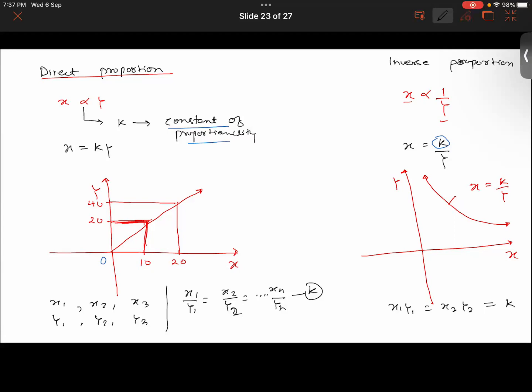So you have to remember this statement, it is very important. In both cases, this statement carries weightage. ये दोनों statement बहुत important हैं, आपको याद रखना है.